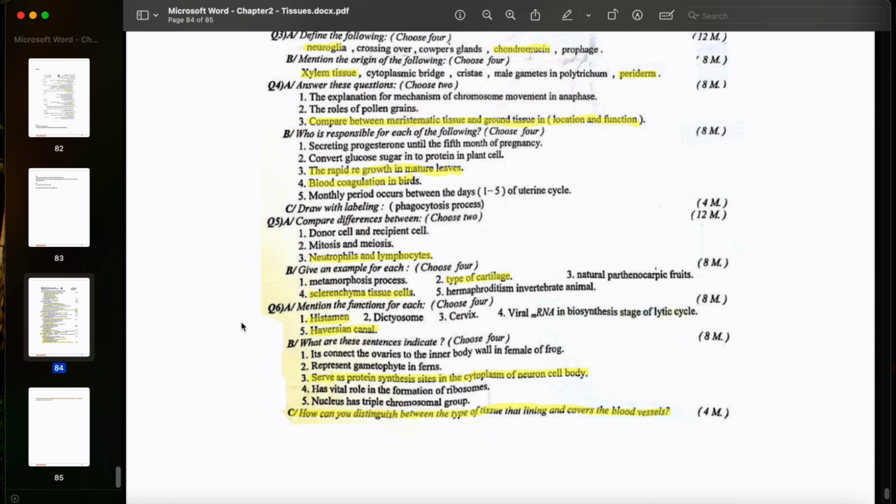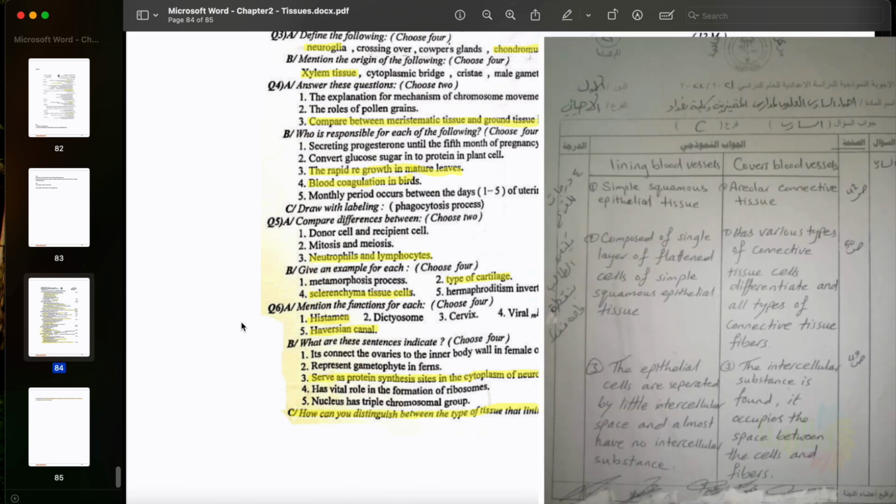And also in question 6, you can see a comparison question, like how can you distinguish between the type of tissue that lines and covers the blood vessels. So between the lining of the blood vessel and the cover of the blood vessel. Now, the tissue that covers the blood vessel is areolar connective tissue. Meanwhile, the tissue lining the blood vessel is simple squamous epithelial tissue.